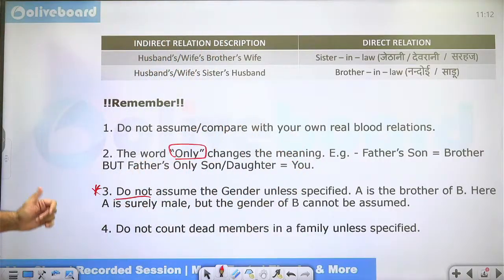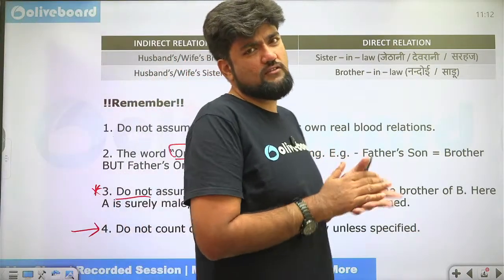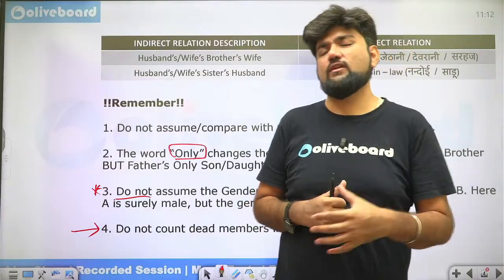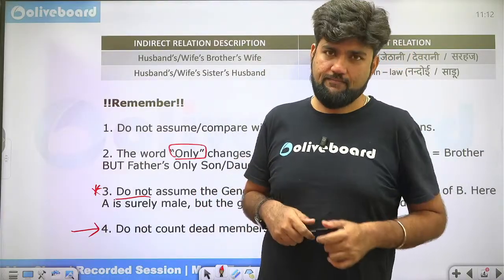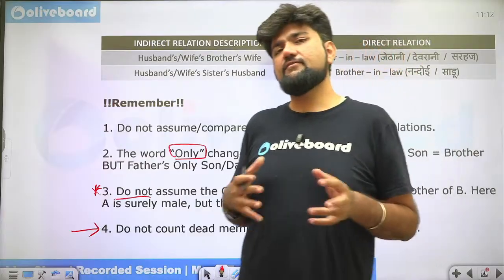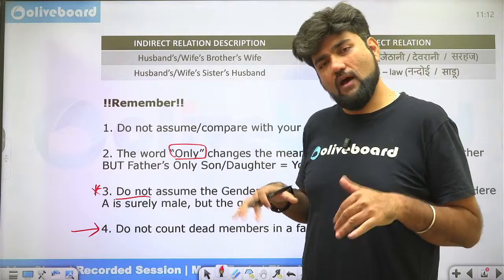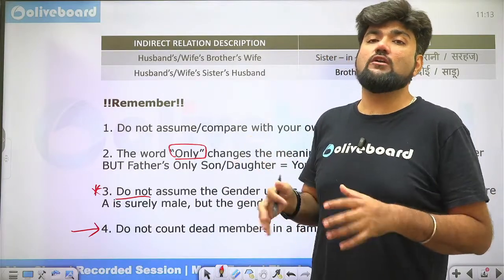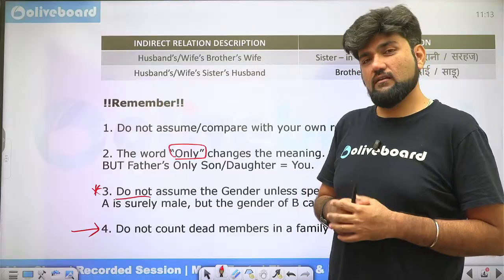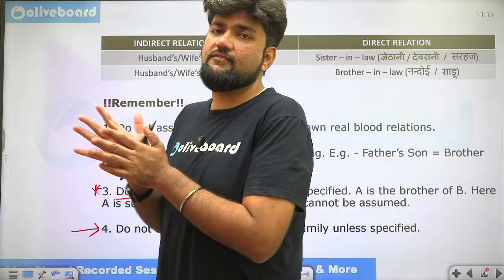The 4th rule actually is almost obsolete now because you don't find questions based on this logic. But earlier there used to be a question. I'll just give you an example. B is the widow of A. B has 2 sons, C and D, who are married to E and F respectively. And they further have a daughter each. How many male members are there in the family?